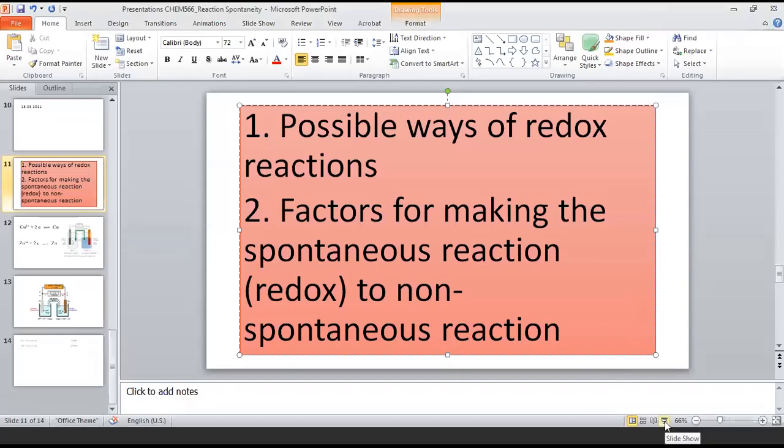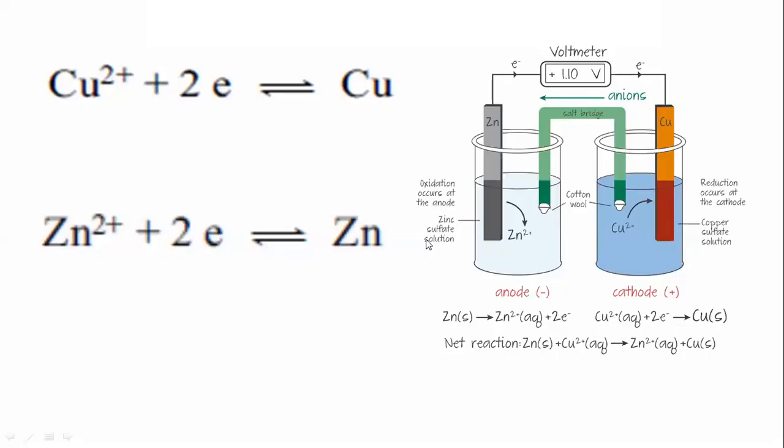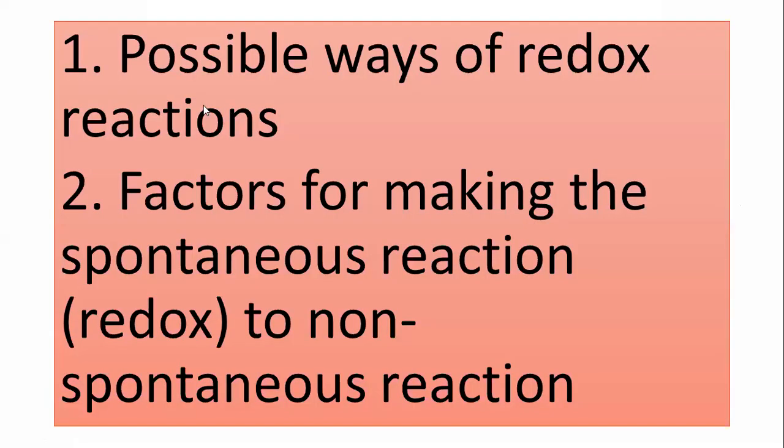Okay, so in today's lecture, the first part is the possible ways for the redox reactions, and then we will discuss the factors which make a spontaneous reaction non-spontaneous. This is very important because as a chemist you must understand the controlling factors for the vice versa conversion, from spontaneous to non-spontaneous and from non-spontaneous to spontaneous reactions.